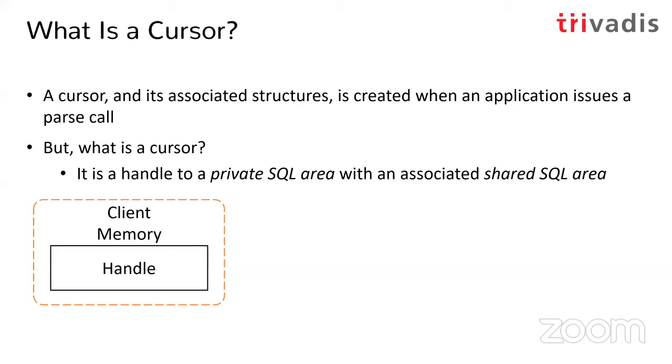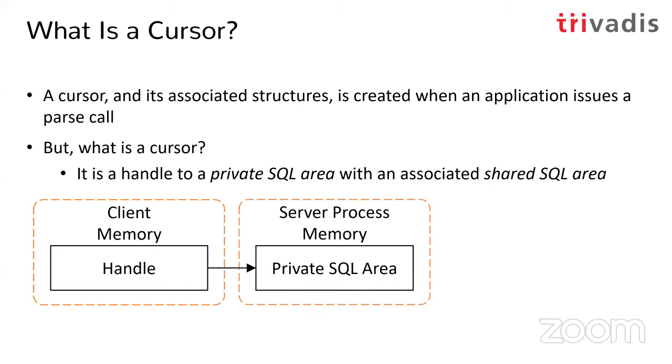another piece of information. In this case, it gives you access to the private SQL area that is in the memory of the server process to which you attach once you connect to the database. Now remember, every time you connect to an Oracle database, you have a server process on the database server that works for you. In this server process, you have some memory, and in this memory, you have what is called the private SQL area. So the handle points to this private SQL area.